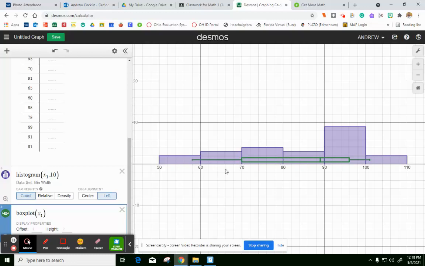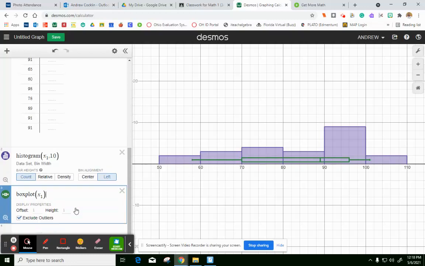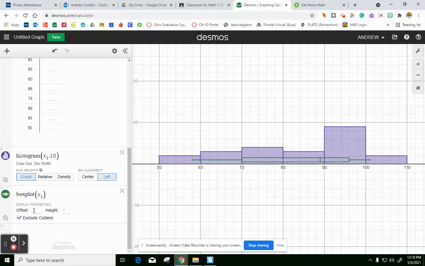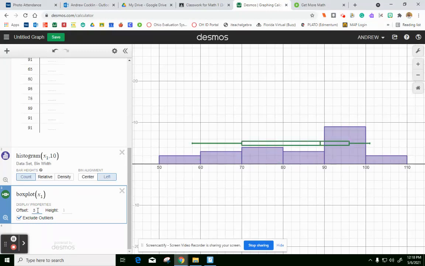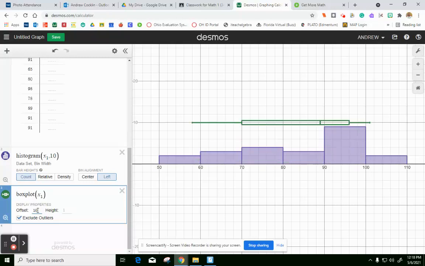Now, because I have them both on there at the same time, I can actually use this offset right here. If I change that offset to like a 5, it just simply moves my graph up 5 units. Here's why you would want to do this. If you have multiple ones going on at the same time, you can simply raise one up in the air so that you can look at them at the same time. So for example, if I change that offset from a 5 to a 10, it's going to move it up 10 units and get it out of the way of the histogram that's underneath it. Does that make sense?